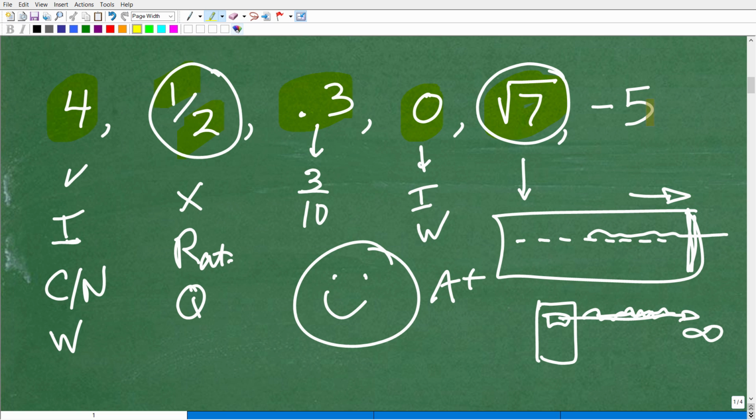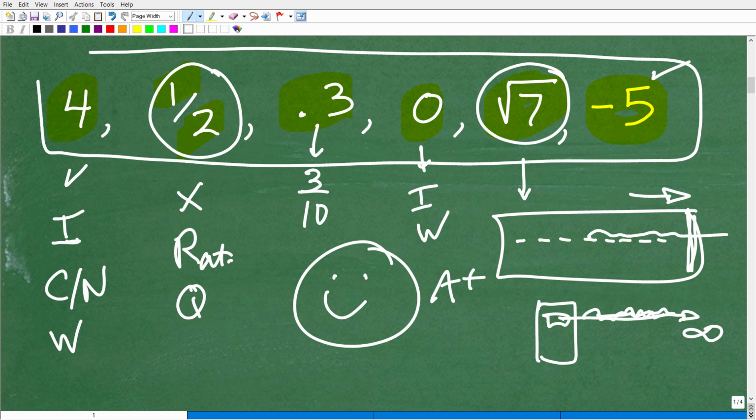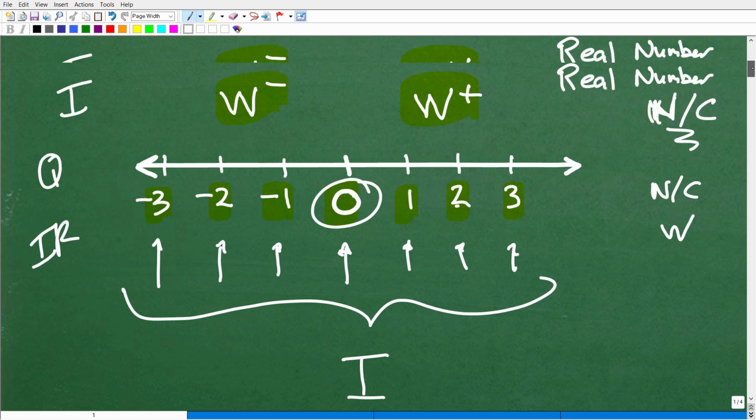All right, how about -5? Integer? Yes, it is. This is definitely an integer. So anyways, hopefully this has cleared up what an integer is and what it isn't. But all these numbers collectively are part of the real number system. What you need to know is what an irrational number is, what a rational number is, what an integer is, what a whole number, natural number, counting number is, etc. All right, so let's wrap this up.